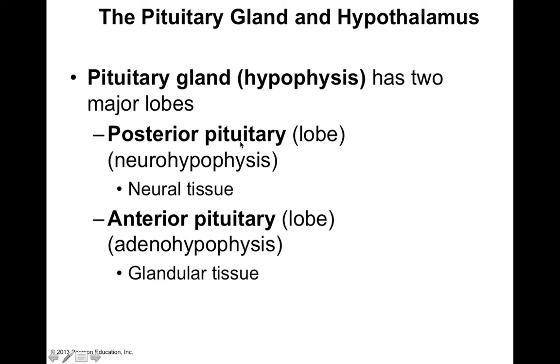The posterior pituitary is also called the neurohypophysis. The reason is that the posterior portion of the pituitary gland is actually made of neural tissue, or nervous tissue, and I'll show you a picture of this in a couple of slides. That gives the name neurohypophysis, because it's made of neural tissue. The anterior pituitary is called the adenohypophysis because adeno is the root for gland. In fact, the anterior pituitary is made of glandular tissue, so the actual endocrine cells will be in the anterior portion of the pituitary gland.